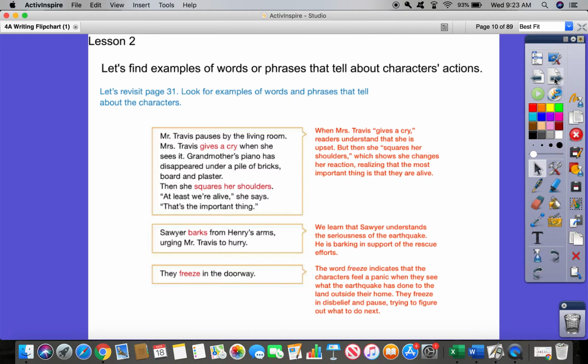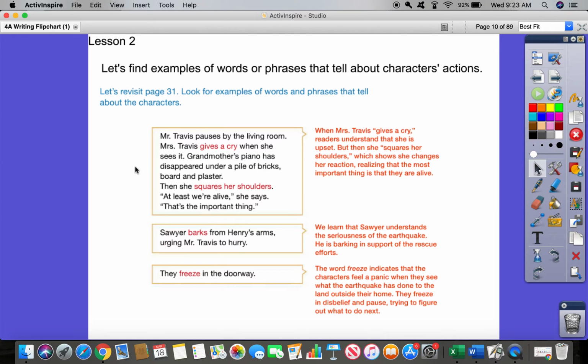So let's find examples of words or phrases that tell about characters' actions. So if we look at page 31 in the book, we're going to look for examples of words and phrases that tell about the characters. I'm going to read these 3 boxes out loud.